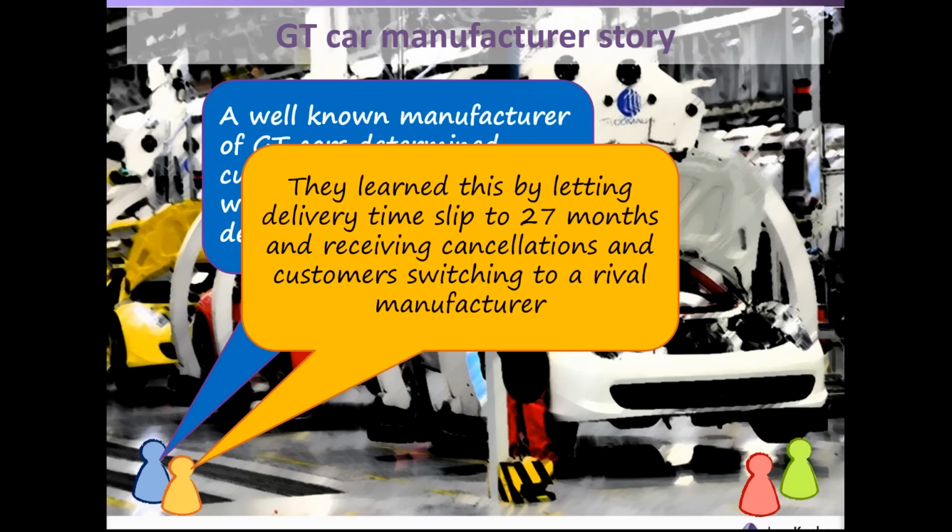They discovered this information because in 2009 their production was such that customers were having to wait 27 months to take delivery, and the number of cancellations of orders reached an unacceptably high level. For the first time in the company's history, people were cancelling the orders for cars and buying inferior alternative products instead.